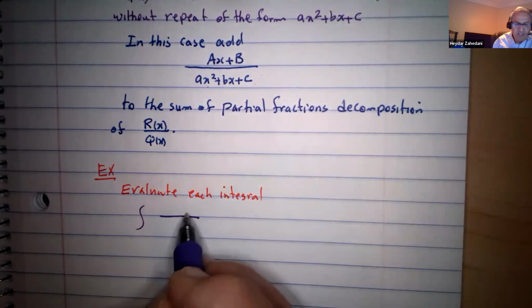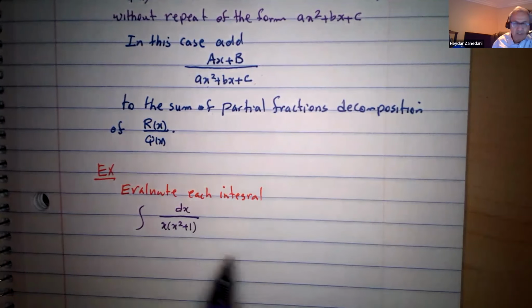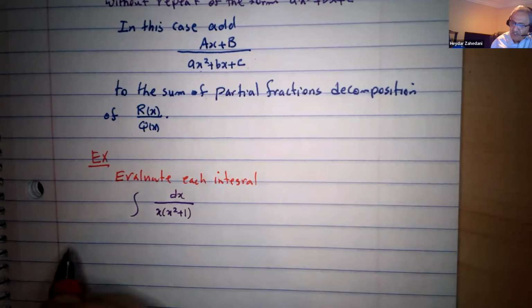So the integral is: you have the x on the top, and you have x times x squared plus 1 down at the bottom. As you can see, it has two factors. The first factor is x, which is linear. The second factor is x squared plus 1. It is quadratic, and you cannot factor it because of the plus 1. So the question is how we're going to handle these types of problems. Okay, solution.